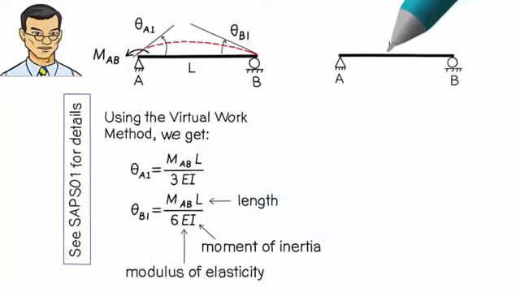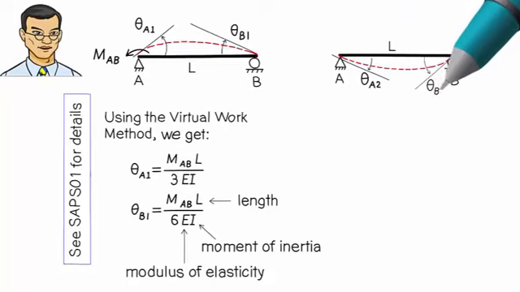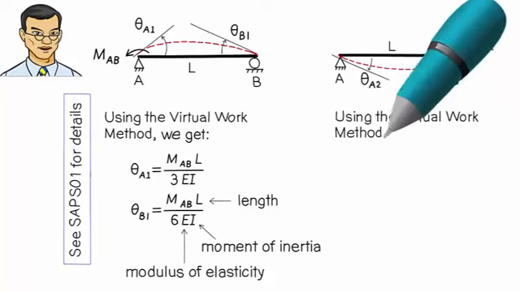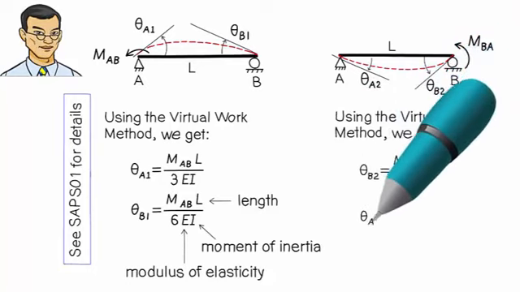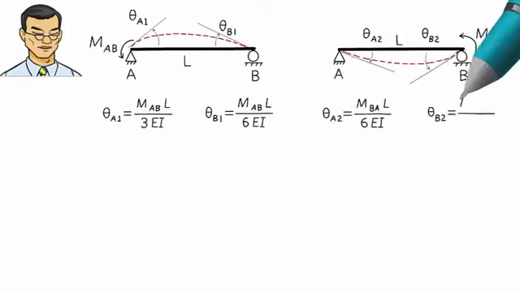Let's examine the beam one more time, but this time place the positive counterclockwise moment at B like this. I'm going to refer to this bending moment as MBA. The beam is going to deflect downward like this. I am going to denote the end rotations as theta A2 and theta B2. Similar to the first loading case, we can determine the two end rotations in terms of MBA using the virtual work method. Here are the expressions for theta B2 and theta A2. Okay, now what do we get if we superimpose these two diagrams?